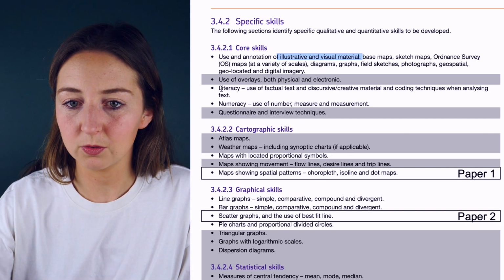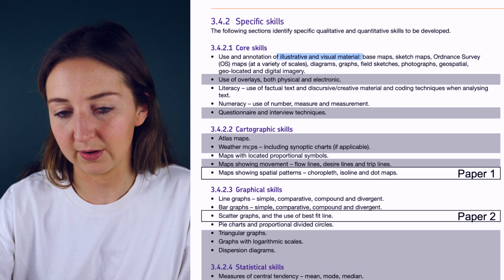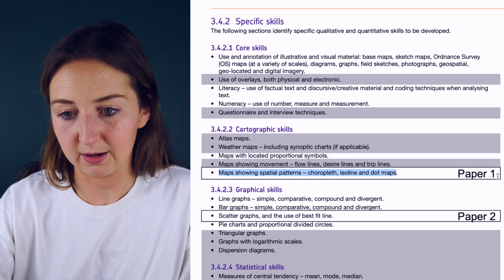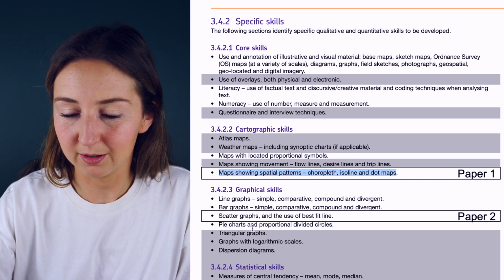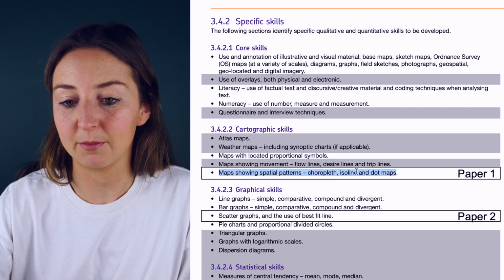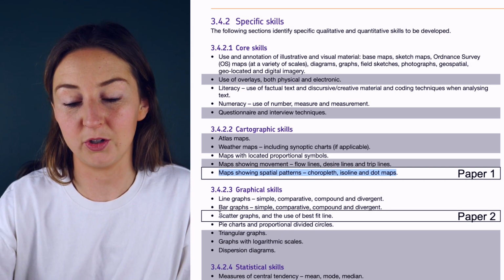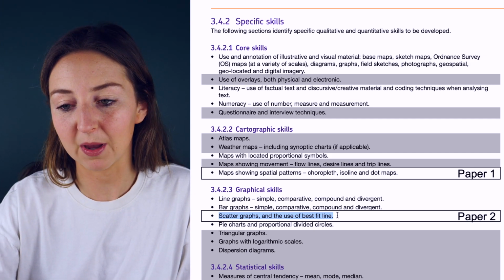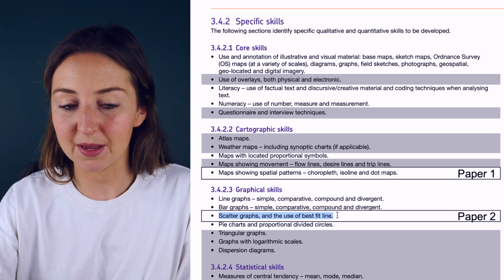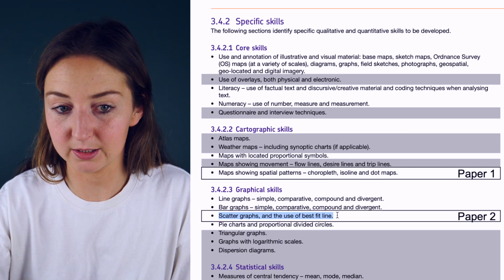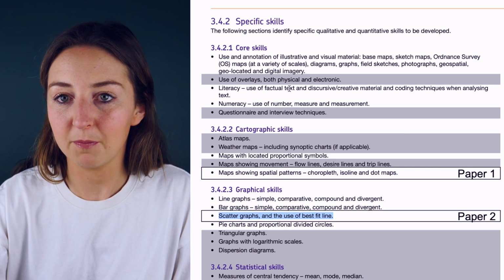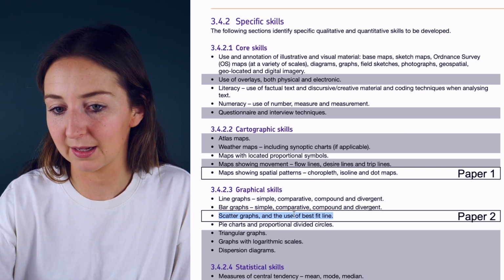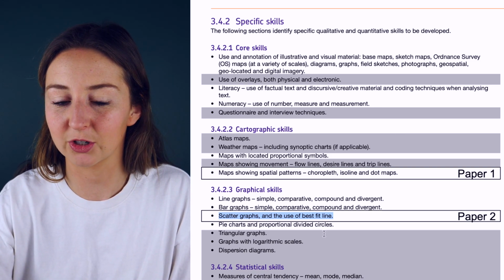So, of course, there's nothing specifically on questionnaires, atlas maps. However, this part down here only comes up on the paper 1 list: maps showing spatial patterns, choropleth, isoline and dot maps. And this one here, scatter graphs and the use of best fit, only appears on the paper 2 list. So I would definitely familiarise yourself with all of these maps, but particularly spatial patterns, choropleth and also scatter graphs.